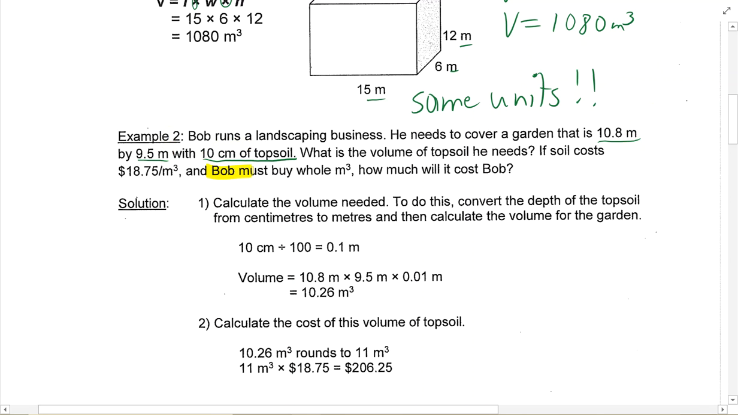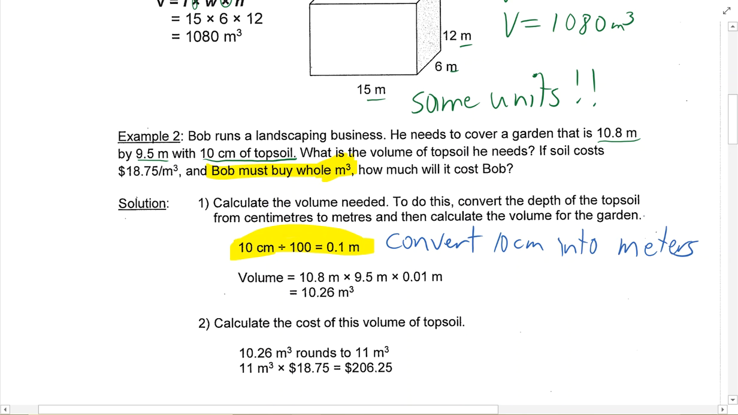And since Bob must buy meters cubed, he's going, right, if you look at the price, it's in meters cubed, he's going to have to convert to find meters cubed. So to do this, the first thing he's going to do is he's going to convert the centimeters into meters. Okay, so he'll do his conversion. Convert 10 centimeters into meters. Okay.